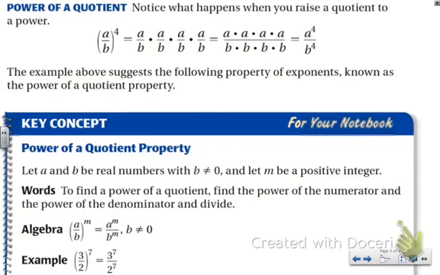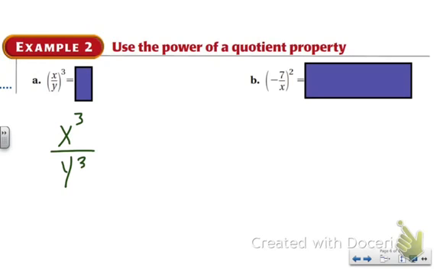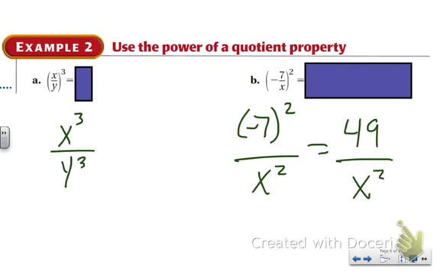So for example, we have x over y cubed, which becomes x cubed over y cubed. Then over here we have negative 7 over x squared, and that becomes negative 7 squared over x squared. And remember, that negative could go with either one, but it doesn't go with both, because if it were negative over a negative, then the whole thing would be positive. So that becomes negative 7 times negative 7 is a positive 49, over x squared.